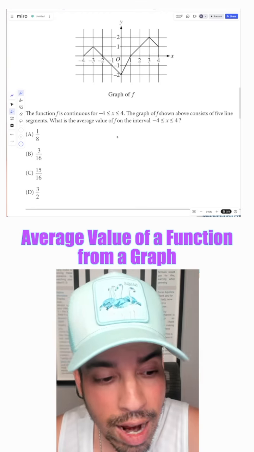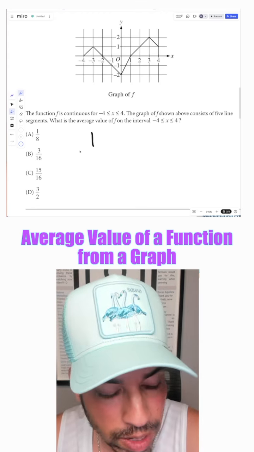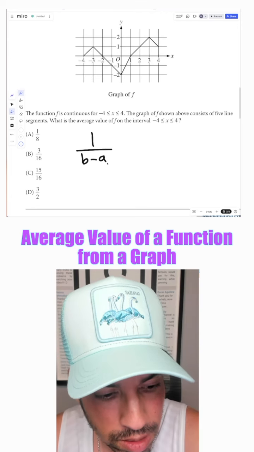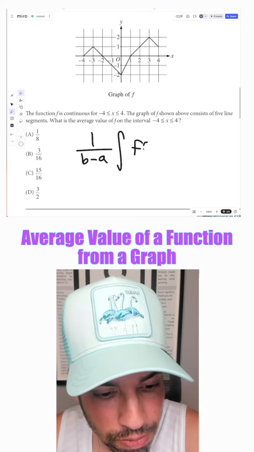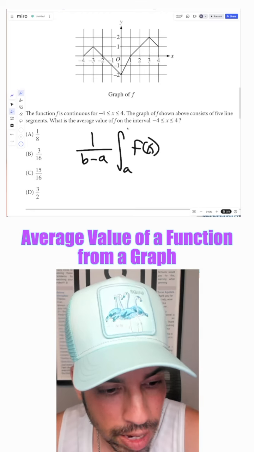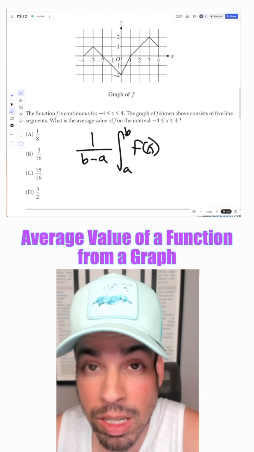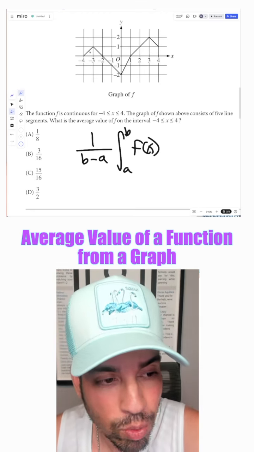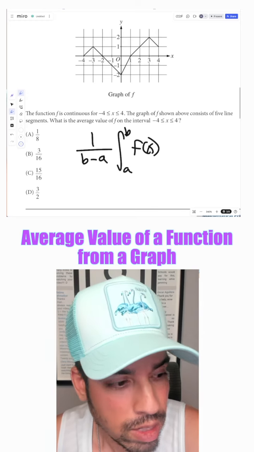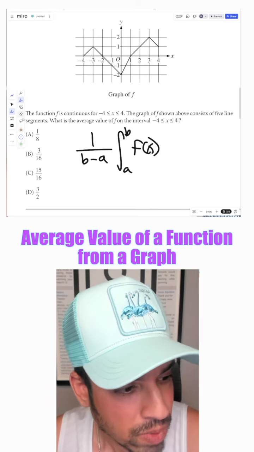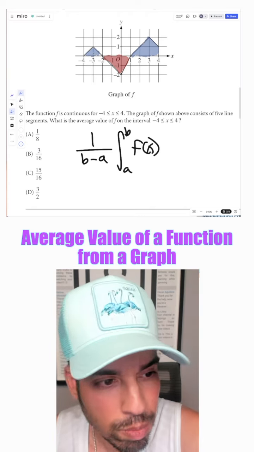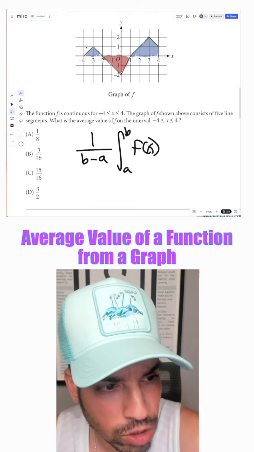So when we're trying to get average value of a function, the formula for average value is 1/(b minus a) times the integral of the function from a to b. So the integral here is going to be the area between the curve and the x-axis. So let's first look at this area. So the blue regions are positive, the red regions are negative.